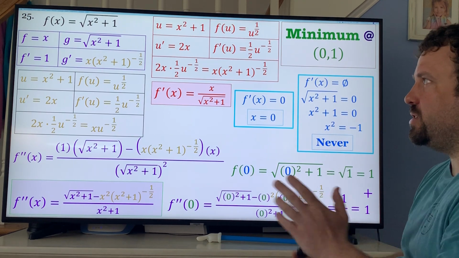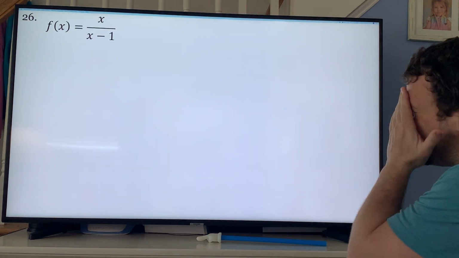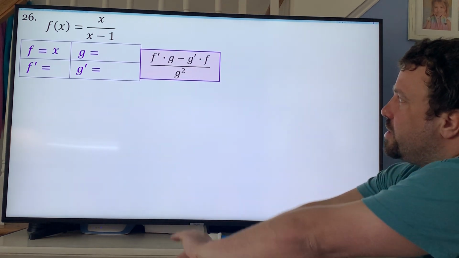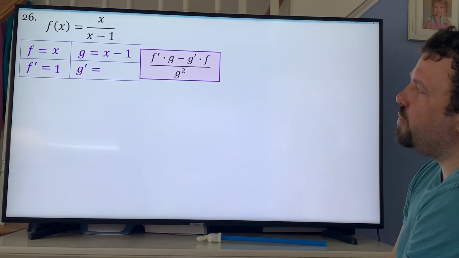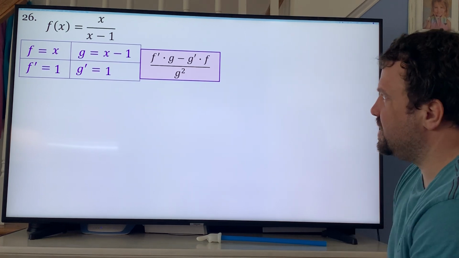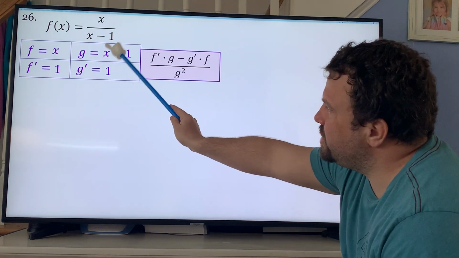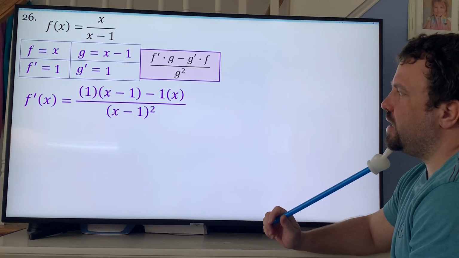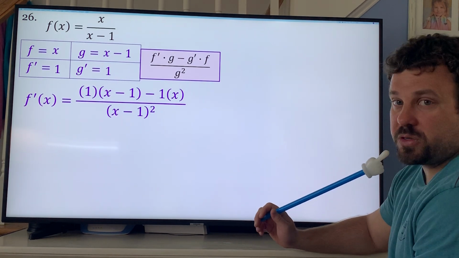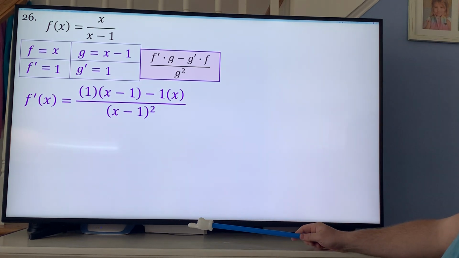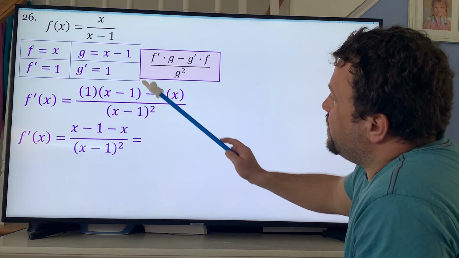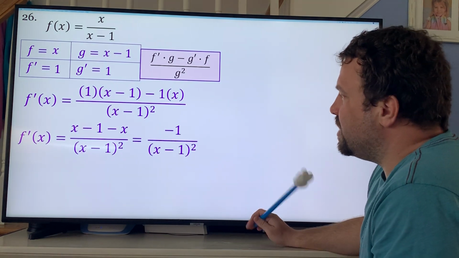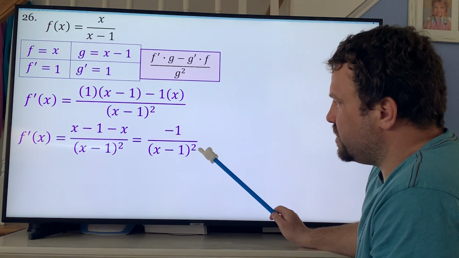See? Not too bad. Let's finish it up with the last question. F is your numerator, G is your denominator. F prime is 1 and G prime is 1. So we finish it off nice and easy. F prime G minus G prime F: 1 times x minus 1, minus 1 times x, over x minus 1 squared, sorry. This long lesson is getting to me a little bit. All right, so x minus 1 minus x over x minus 1 squared. X minus x is 0, so you're left with negative 1 over x minus 1 squared.